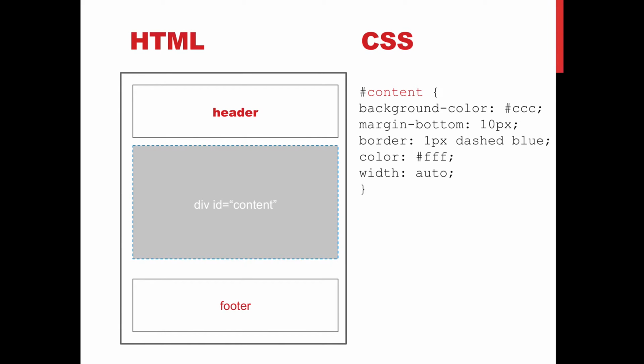So, if we were to think through this image on the left in terms of the CSS on the right, the content box, that middle box right there, is likely going to have some kind of background color like this hashtag CCC, which is a mid-gray color. Then you're going to have a margin at the bottom that is keeping it away from the footer box. You're also going to have a border around it, and that border is 1 pixel wide, it is dashed, and it is blue. So you've assigned all of those properties to the border.